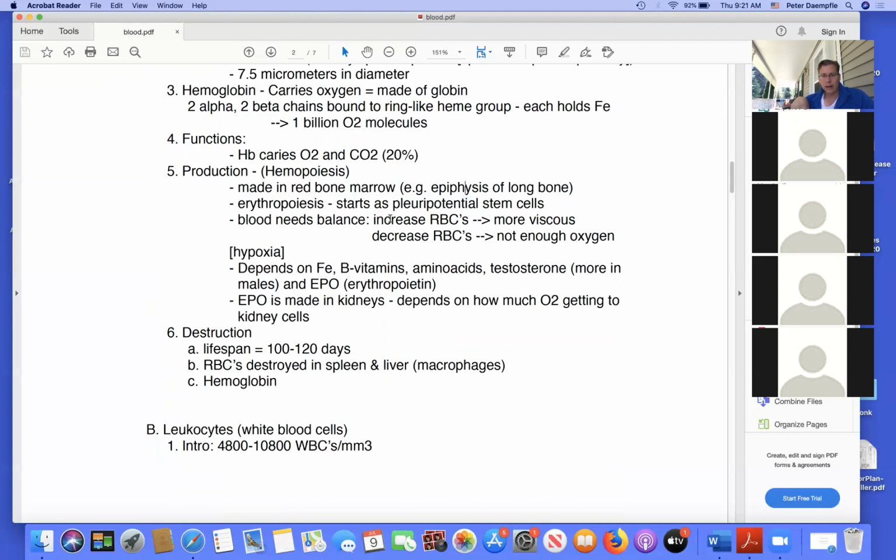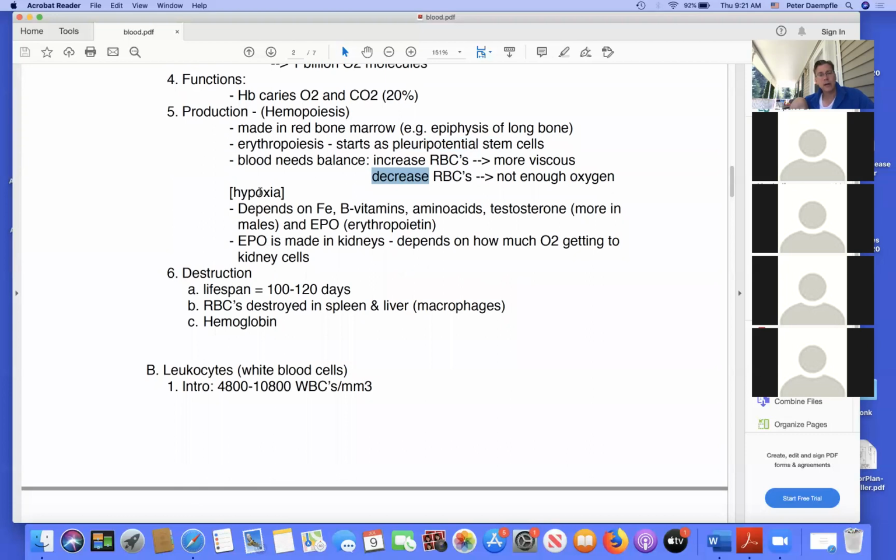And the blood needs balance. If you increase red blood cells, you get thicker or viscous blood. If you decrease them, you don't have enough oxygen, but you get thinner blood. And we say that's hypoxia. When you don't have enough oxygen, that's hypoxia. You can write that next to the word hypoxia: not enough oxygen.